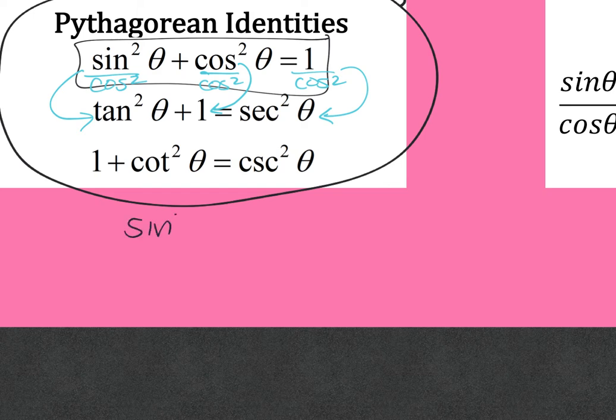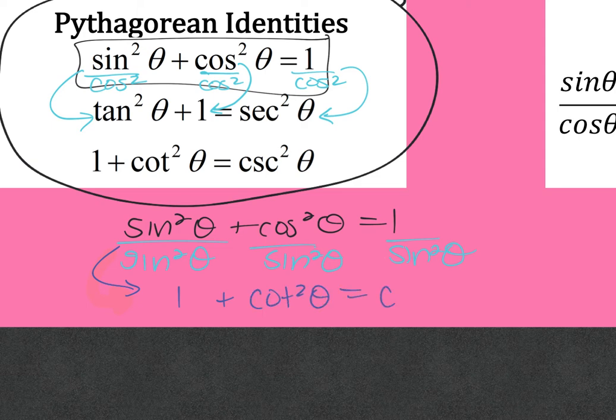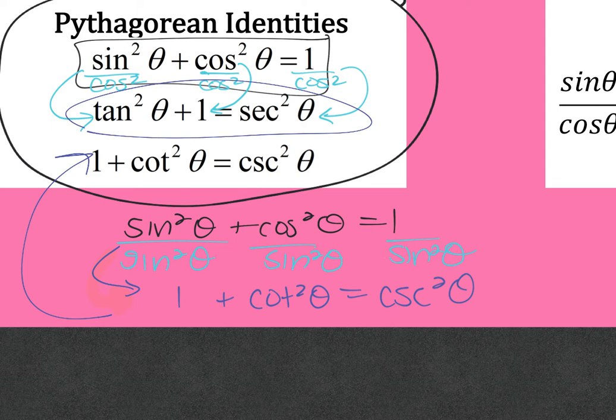If I start with sine squared theta plus cosine squared theta equals 1, and I divide each of these by sine squared, sine squared over sine squared would equal 1. Cosine squared over sine squared would be cotangent squared, and 1 over sine squared would be cosecant squared. The order's different sometimes, they could flip the order here or here. You could get 1 plus tangent squared equals secant squared, or cotangent squared plus 1 equals cosecant squared, but they are the same thing. So you will start to use these to solve for the other one.